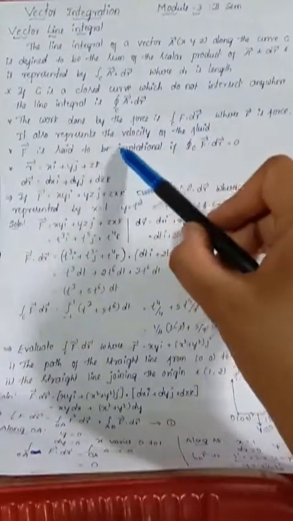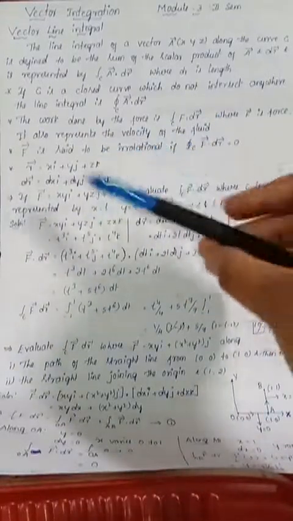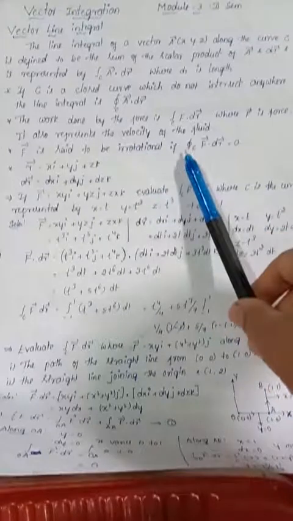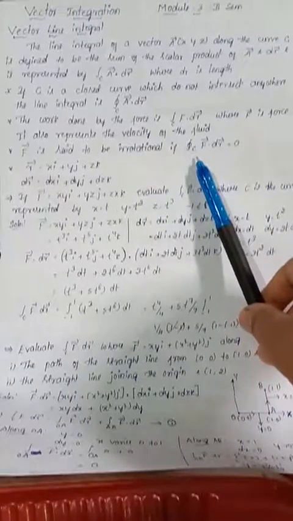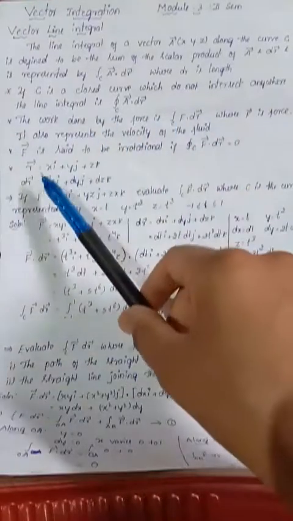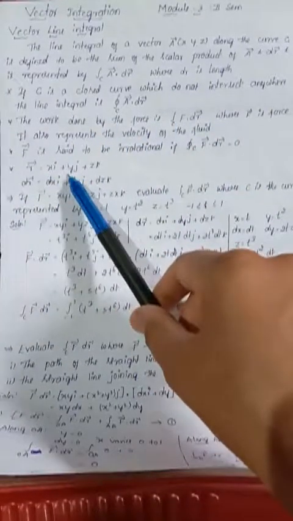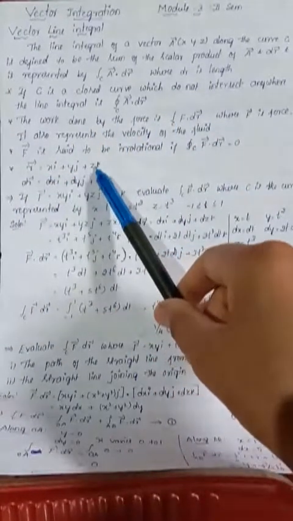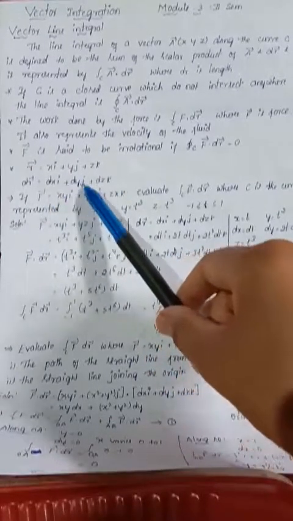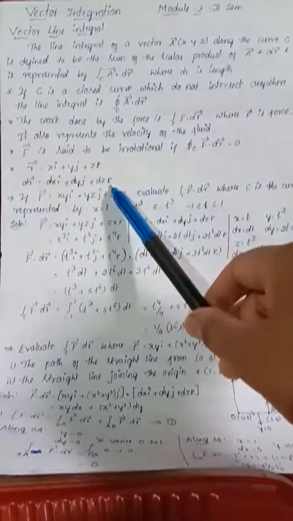It also represents the velocity of the fluid. We find F is said to be irrotational if we take integral of closed curve C F dot dr is equal to 0. The position vector r is equal to xi plus yj plus zk. dr is equal to dx i plus dy j plus dz k.